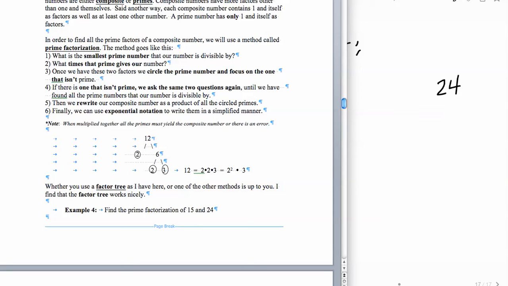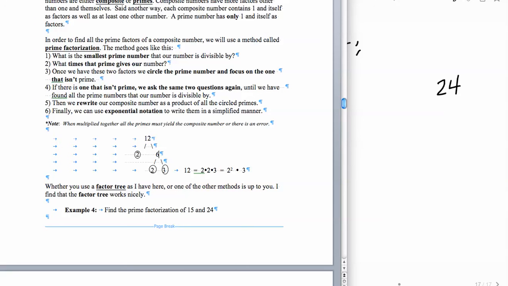Well, 2 is a prime number, so I go ahead and circle that, and now I focus my attention on 6. That is not prime. So 6 is 2 times 3. And 2 and 3 are both prime numbers, so I circle the 2, I circle the 3. And now everything that's circled, that is the prime factorization. So 12 is equal to a product of 2 times 2 times 3.